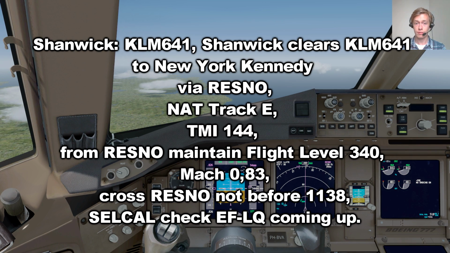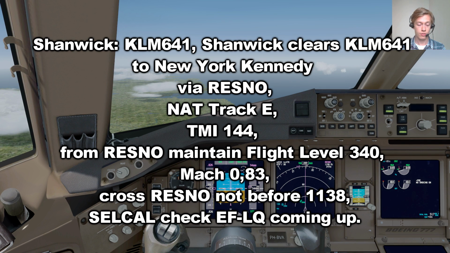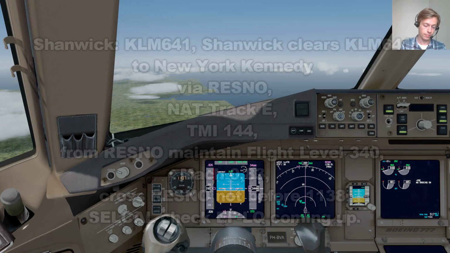You can expect these kind of restrictions all the time. Either cross a particular waypoint along your NAT track not before a certain time or not later than a certain time. You might expect a different flight level. Your max speed might be different than you requested, and in some cases you might receive an entirely different NAT track. So make sure you're ready with pen and paper to write the information down and to adjust your flight plan as necessary. Okay, in this case we have received the SELCAL code and we can reply to controller.